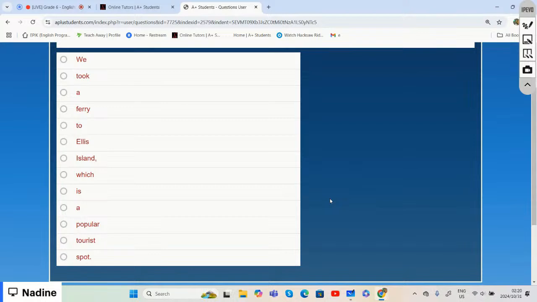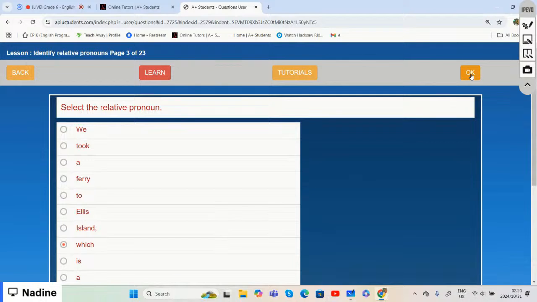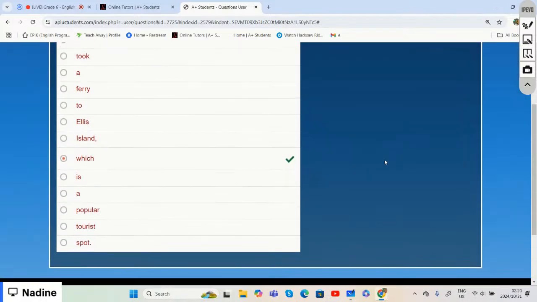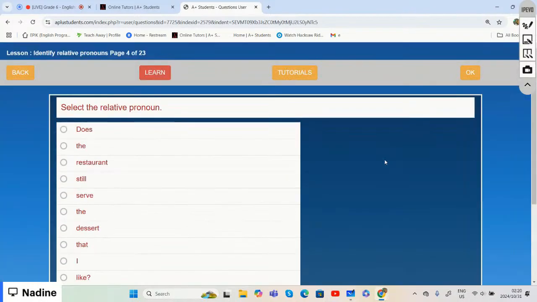And if we were to choose the correct option, it says we took a ferry to Ellis Island, which is a popular tourist spot. Well done. So which is correct. The next one says we need to select the relative pronoun.